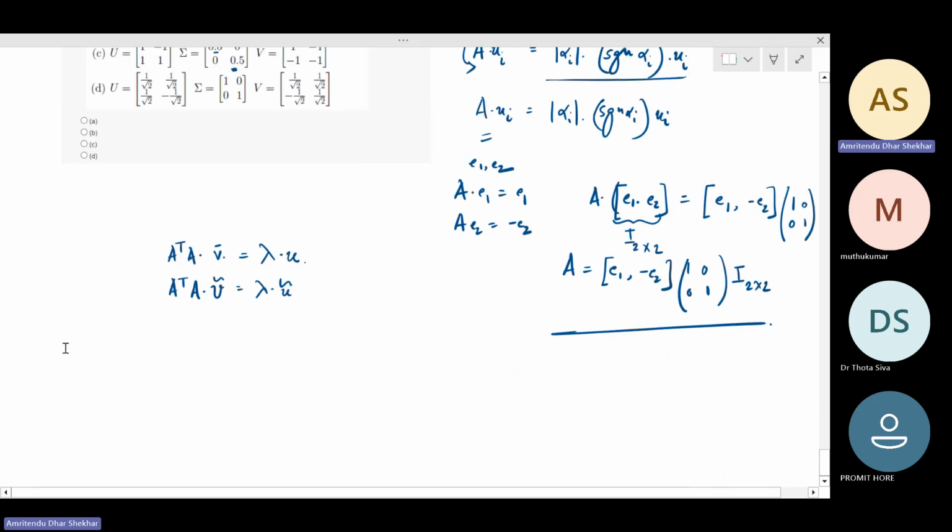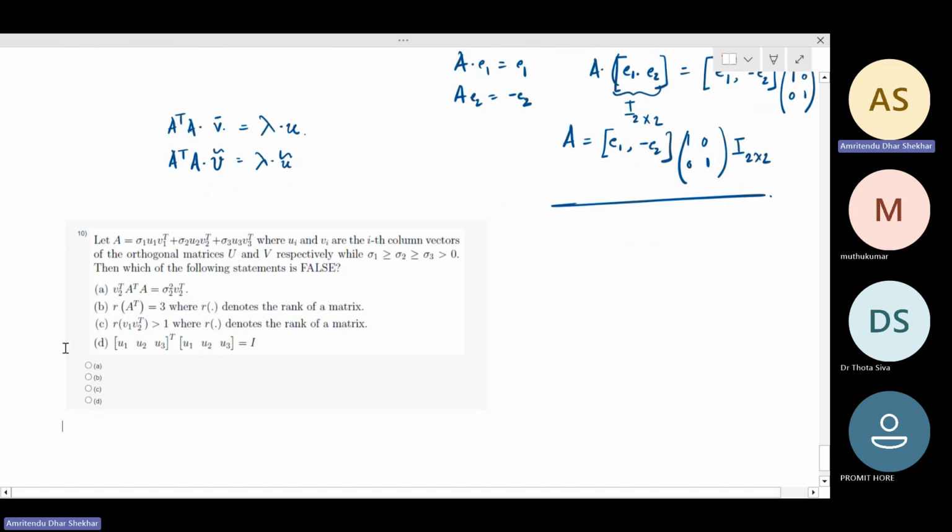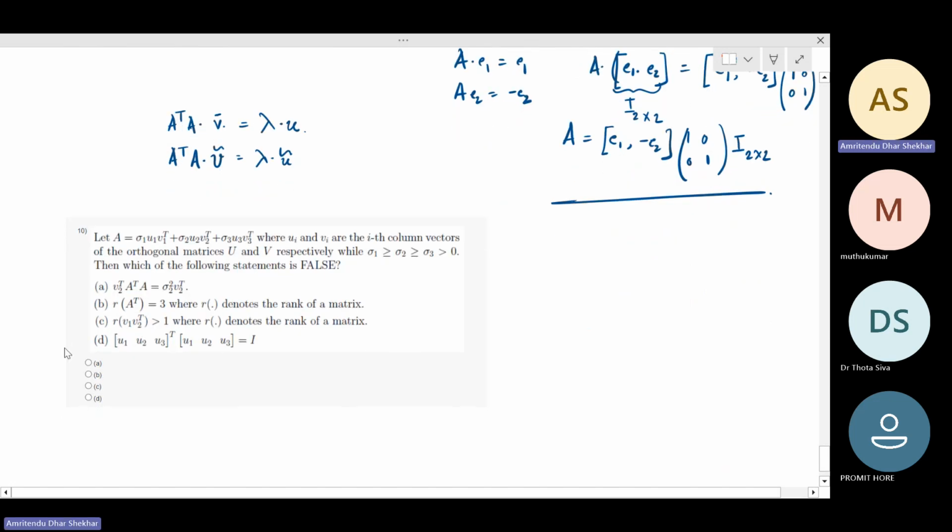Okay, let's look at the last problem. In this problem, we're given A, and A is represented in this form. I hope you can understand what this form means. So this is the SVD of A, but the SVD of A is written in this particular way. So A is written as a sum of three linear maps. This is one linear map, this is one linear map, and this is one linear map.